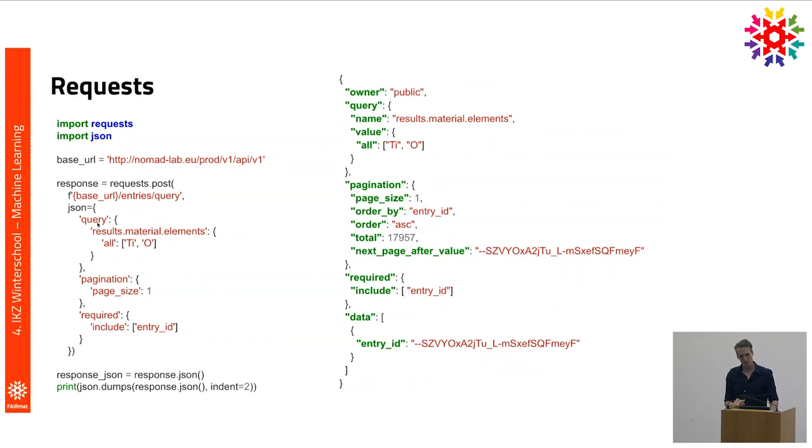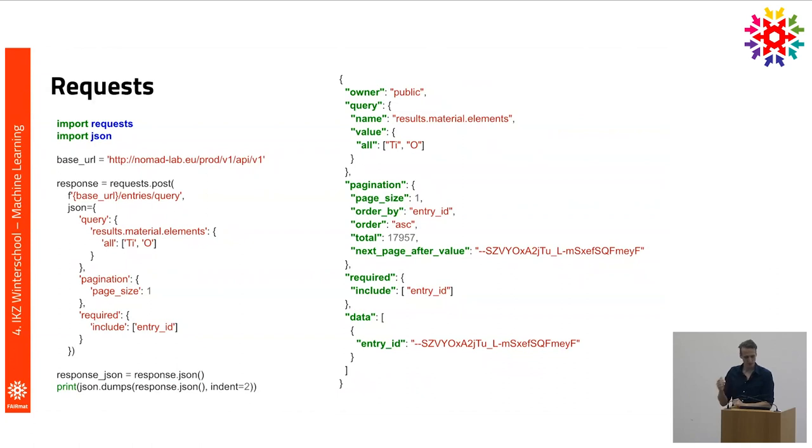And this snippet basically contains our query, right? It says, okay, there's a query. I want to query the material elements, and I want that all these kind of things are contained in there. So I'm interested in the entries where this array of elements contains titanium and oxygen. And then I can say something about the pages that I want to have, because we are asking for these potential millions of calculations. I can say, okay, I'm interested in the first page, and the page should contain exactly one element, so we will only get the first result. You can also put a 10 in there, then you get the first 10 results.